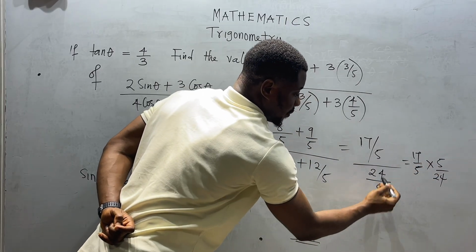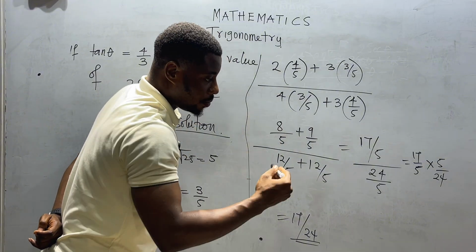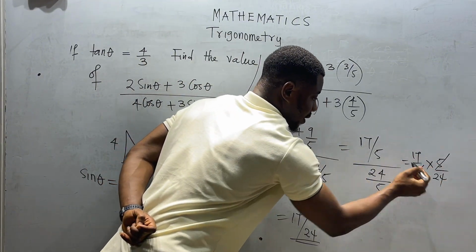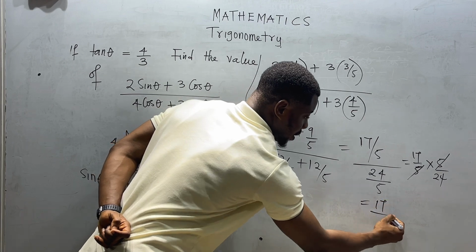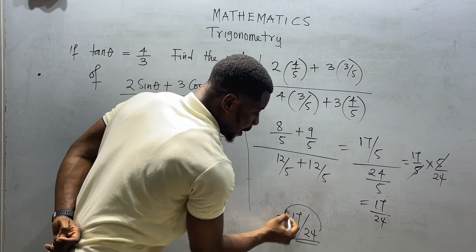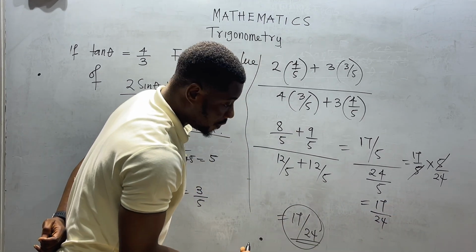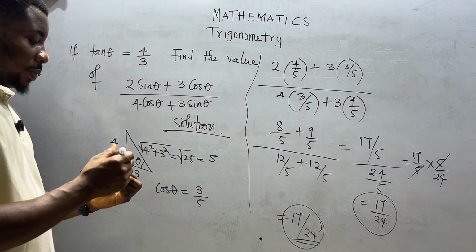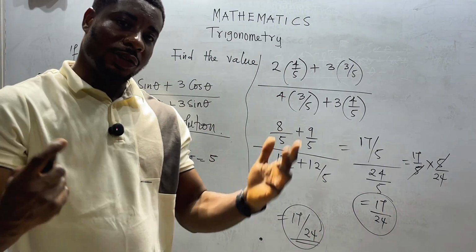Normally, if you change divided to times, it's going to swap, the denominator goes up. So 5 can go up, and 5 and 5 can cancel. So we have 17 divided by 24. You can see that the answer we got with the first method is 17 over 24, and the answer we're having here is still 17 over 24. So whichever method you prefer, you can use it.